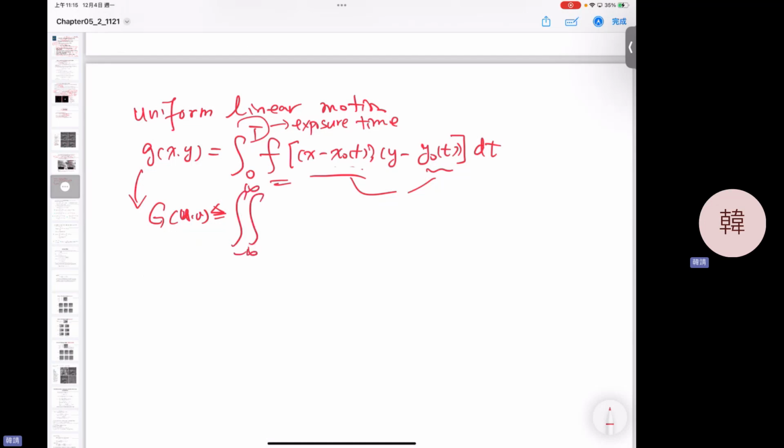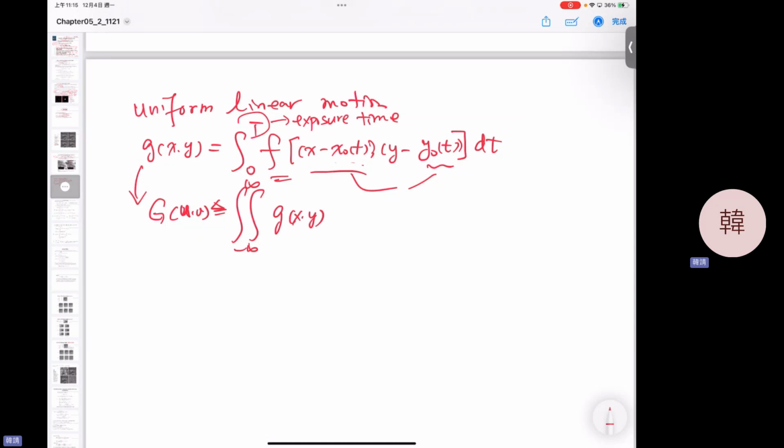It's from minus infinity to positive infinity, all the spatial domain function times the exponential of minus j 2 pi (ux plus vy), and then dx dy, right? So it's the basic definition of Fourier transform. You multiply this kernel, exponential of minus j 2 pi (ux plus vy), in two directions. Okay, so please put in your observed image G here, due to the motion blur.